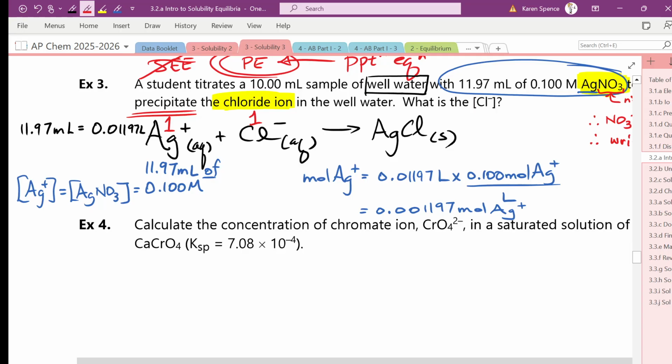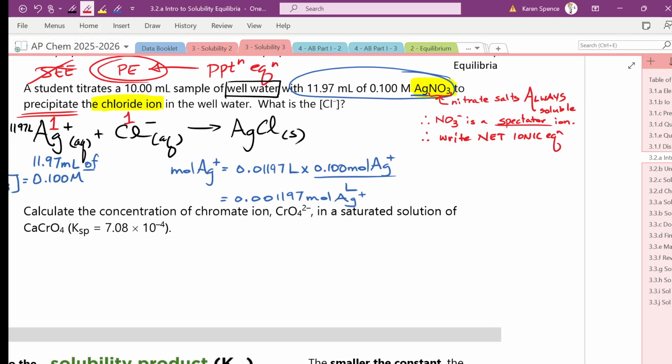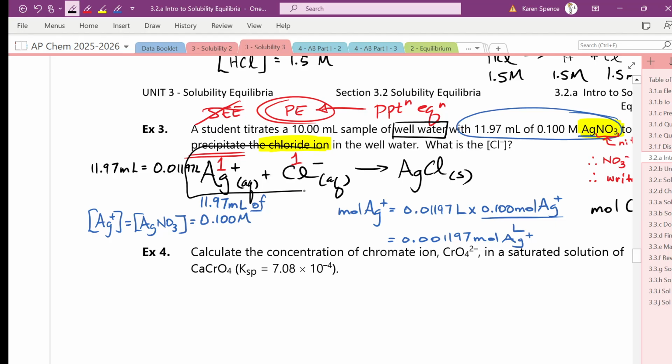They are 1-to-1, so they are the same. So our moles of Cl minus are the same as our moles of Ag, which is 0.001197 moles. How do I know it's the same? Because they react in a 1-to-1 fashion.